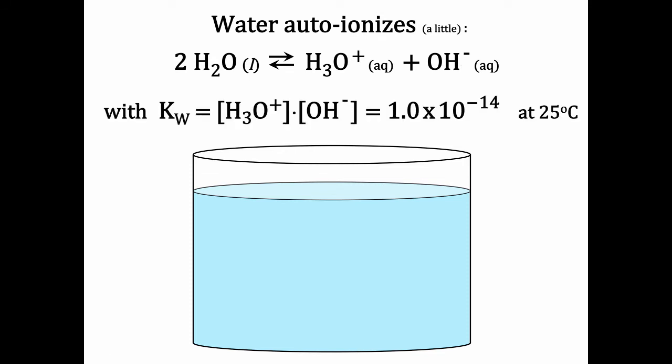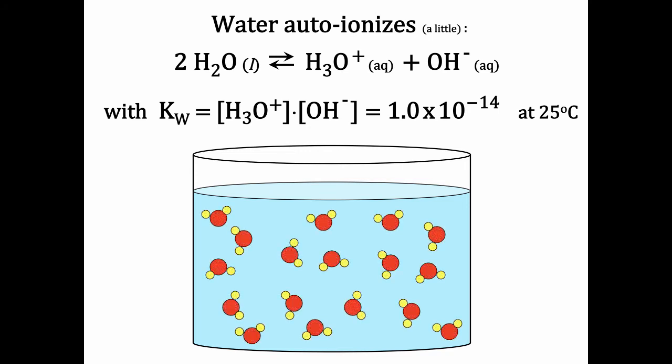And the equilibrium constant expression for this is Kw, where W stands for water, and that's equal to H3O+ concentration times OH- concentration. And the value of this is 1.0 times 10 to the minus 14th. And that's if we're doing things at our kind of standard 25 degree Celsius.